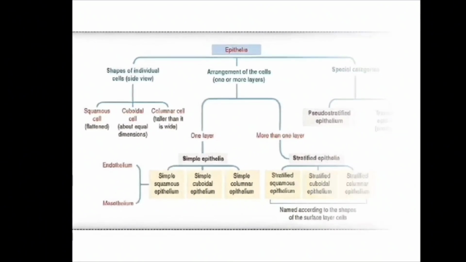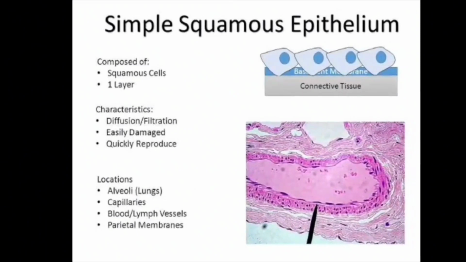Simple squamous epithelium: they are mostly present in alveoli of lungs, capillaries, blood and lymph vessels and parietal membrane. Accordingly, they have been named. Suppose if it is present in cardiovascular system and lymphatic vessels, it is called endothelium, whereas if it is present in peritoneal, pleural or pericardial cavities, then it is called mesothelium. They have more of transport and diffusion function.